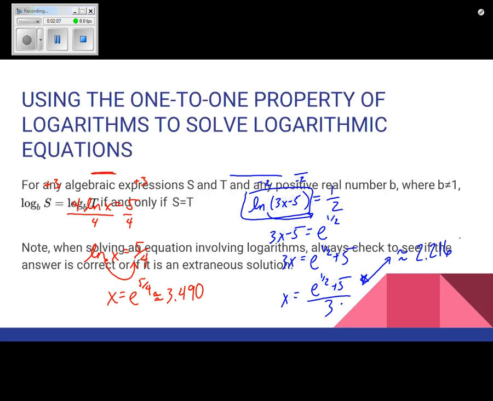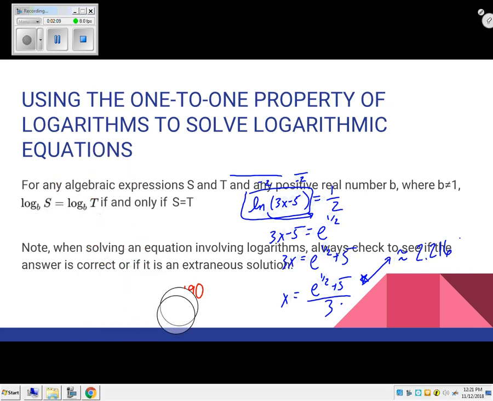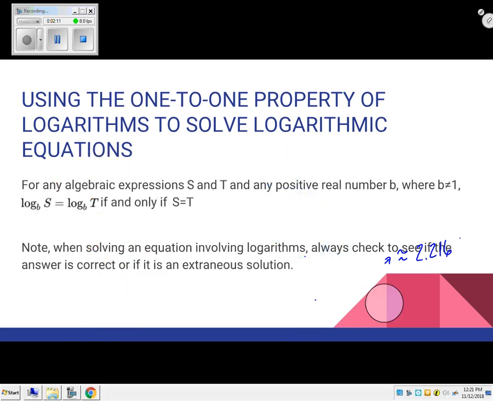Now, just like yesterday, we had some easy problems. Today, if we're not given an easy problem, we're going to try to make it an easy problem. My goal is to make it so that whatever I have log base of on one side, I get that same log base on the other. And whenever that happens, these log bases will just cancel, and I just get s equals t. You're going to hear me refer to that as the one-to-one property of logarithms.